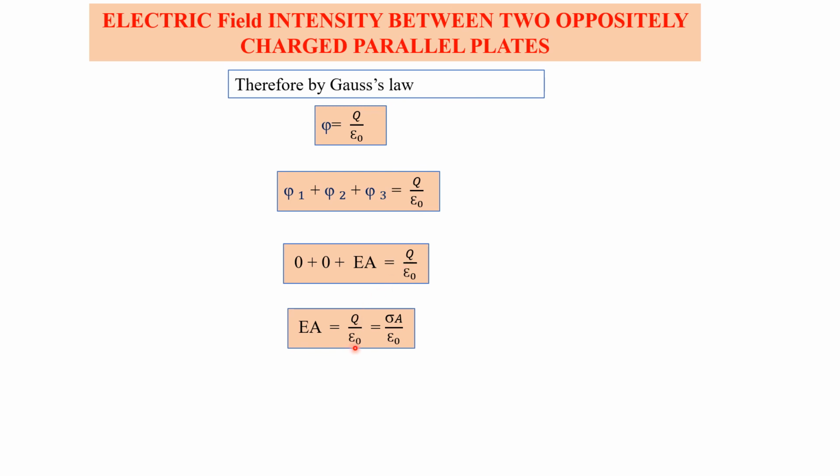We know that Q is equal to sigma A. By putting the value of Q we get E is equal to sigma upon epsilon naught, because A is cancelled by A, and we can write this electric field in vector form: E is equal to sigma upon epsilon naught into unit vector r cap. This equation E is equal to sigma upon epsilon naught gives the electric field between oppositely charged parallel plates. The magnitude of the field is independent of the position between the plates.